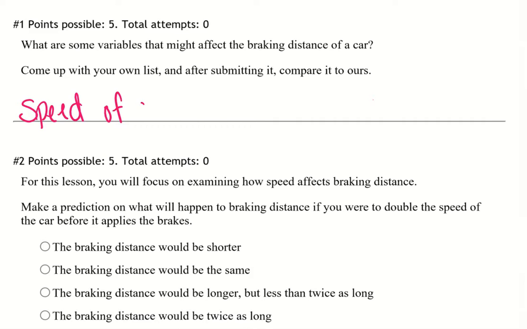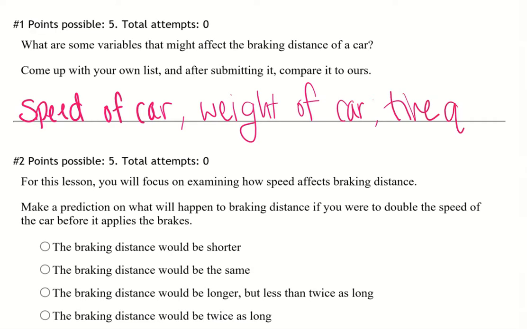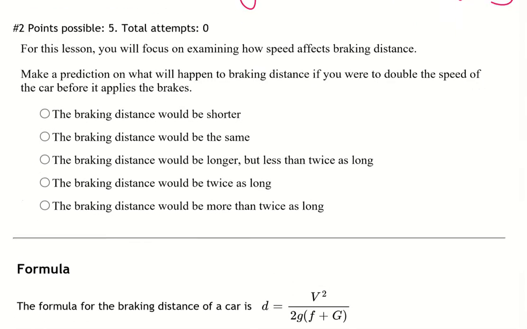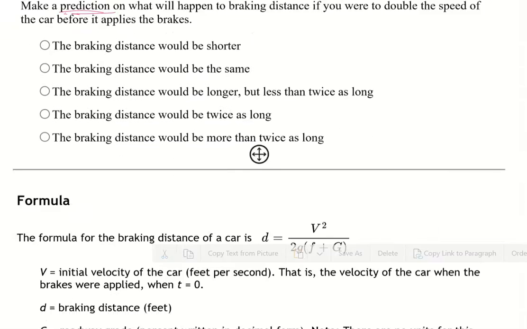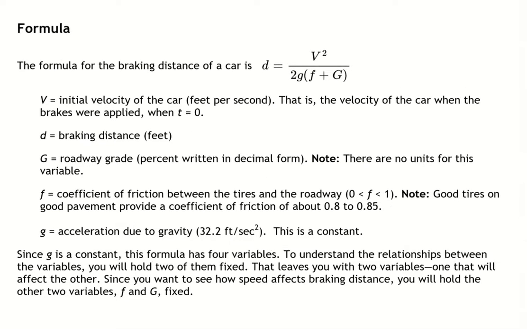All right, so speed, how fast the car is going, maybe speed of reflexes, weight of the vehicle, maybe weight of the cargo if you're towing something, the tire quality, are they good, are they about to be worn down? So lots of different things can go into that. Then you're making a prediction. So this can be right, wrong, I'll let you guess on that one.